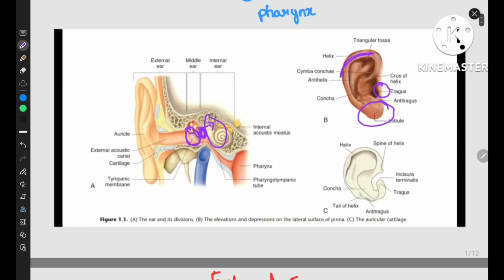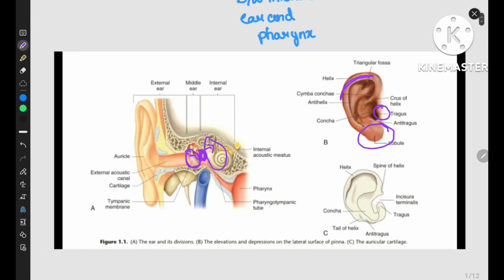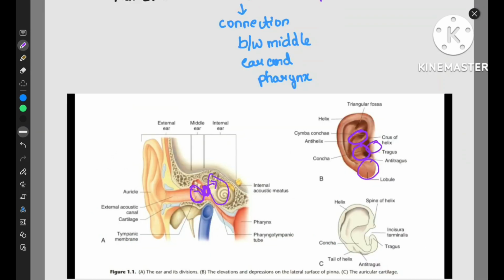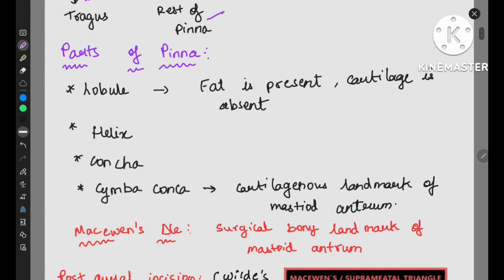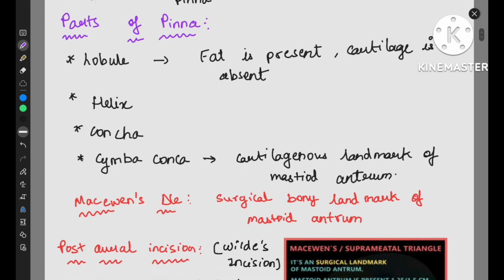Concha. See, here we find the concha. This is the concha. This is the cymba conchae. The cymba conchae is a cartilaginous landmark of the mastoid antrum.